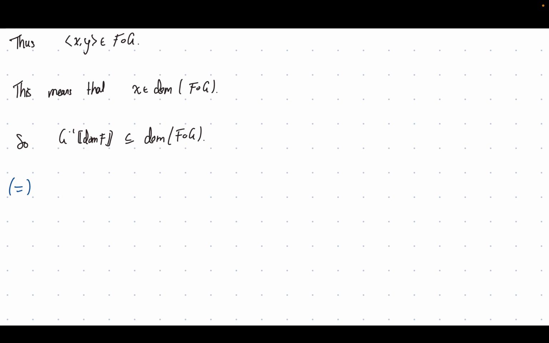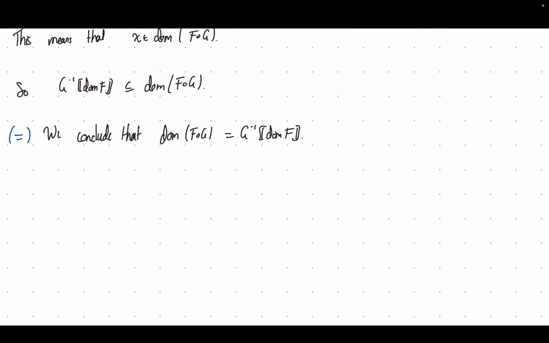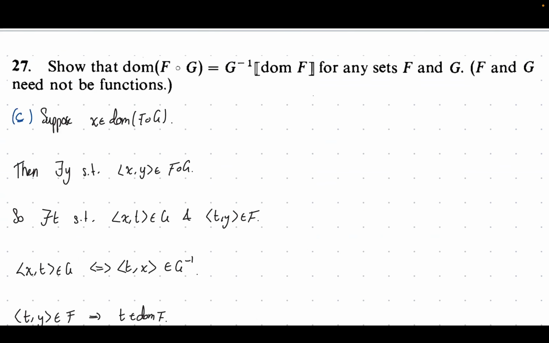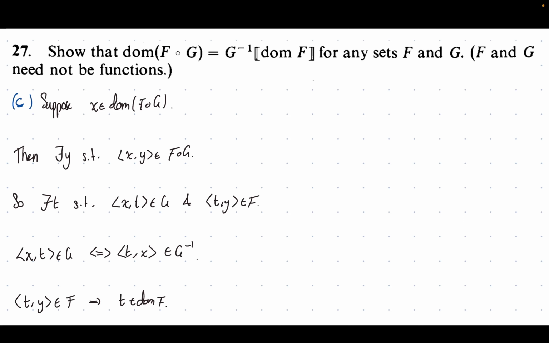Finally, we conclude that the domain of F composed G is indeed equal to the image of G inverse under the domain of F. And there we go. That's all of exercise 27. Pretty short, and we did not assume that F and G were functions. We didn't assume anything about F and G, actually. So, very nice. Our proof should be correct.